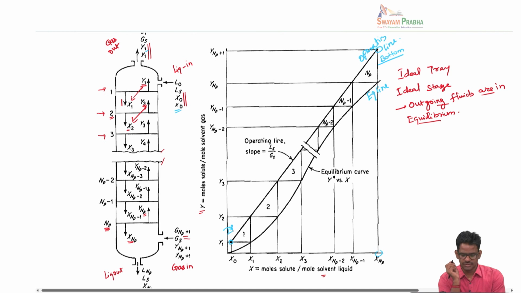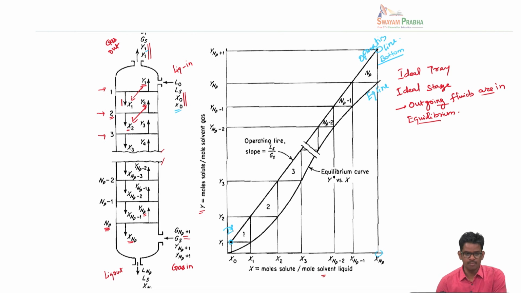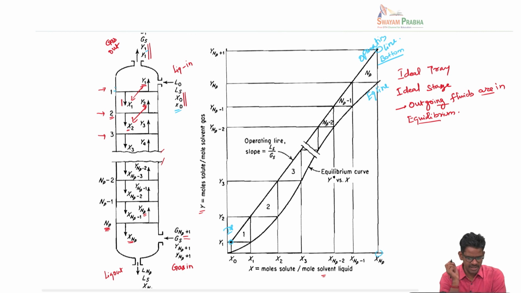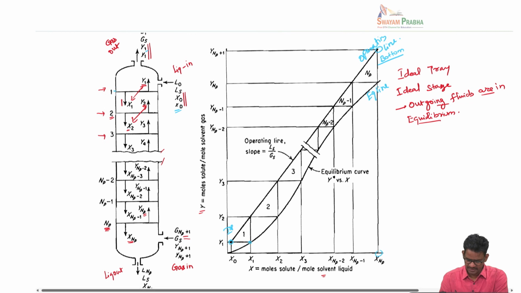Now we want to calculate the number of theoretical stages, or number of theoretical plates, whatever you call it. The way we can do that is, if you go to the first tray, you can see that what is leaving is x1, y1. So this x1 and y1 are in equilibrium. You can identify that on the equilibrium line.